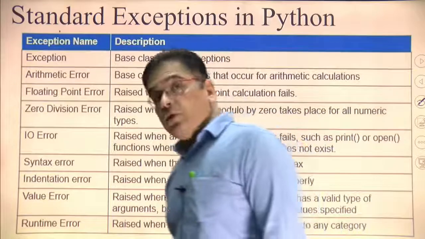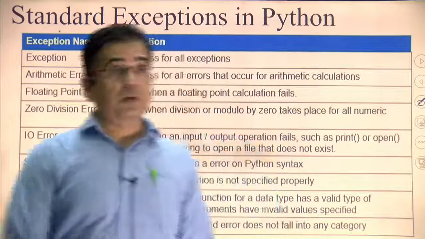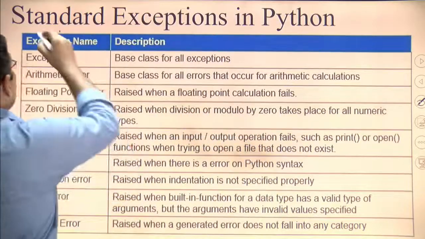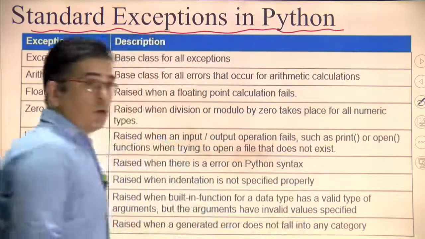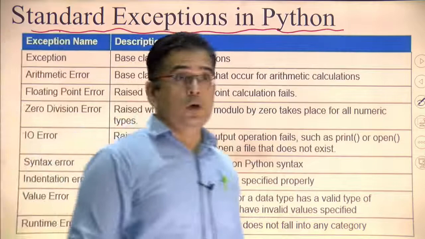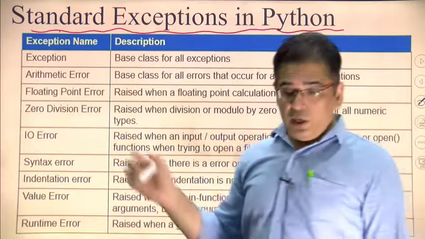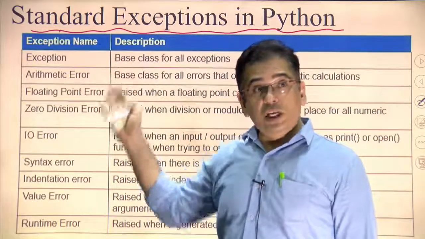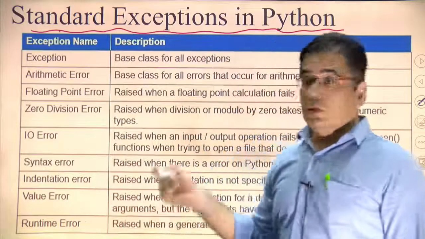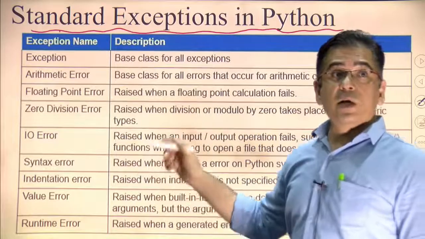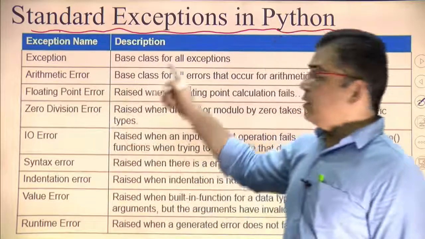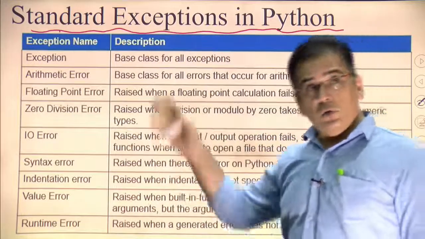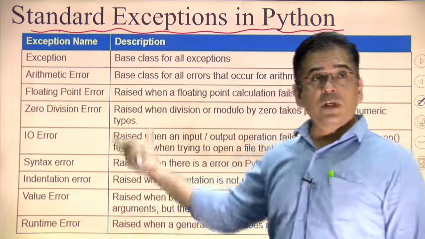Now coming to the very important slide for today's topic: what kind of standard exceptions are available in Python? So one by one I will explain all the standard exceptions. There may be more than these available in Python, but the standard exceptions are listed here: column 1 is the name of the exception, and the brief description is given next to it. Today we'll do the programming example of all these exceptions.